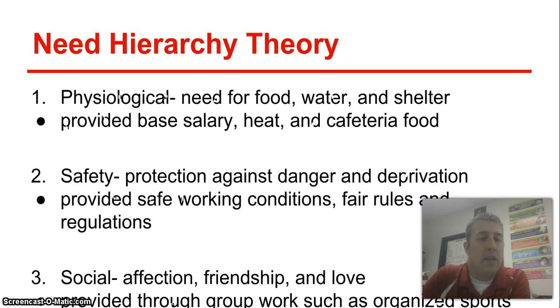So the needs start from number 1 to number 5. Number 1 is our lowest needs. These are fulfilled first, and as they are, others emerge as we go up the scale. Number 1 is the physiological needs, which are essentially things like food, water, and shelter.